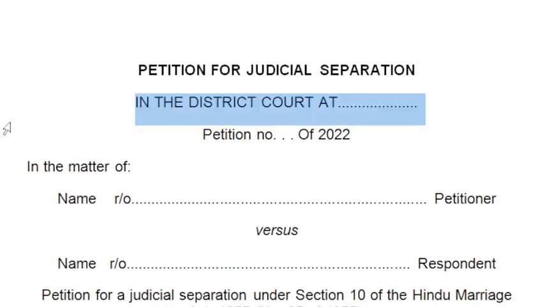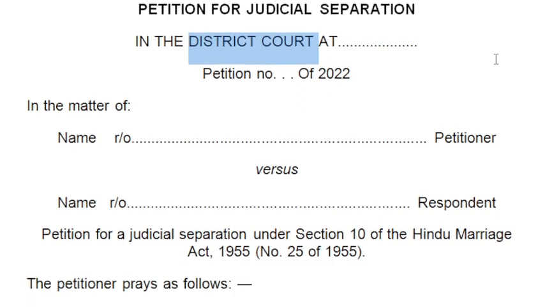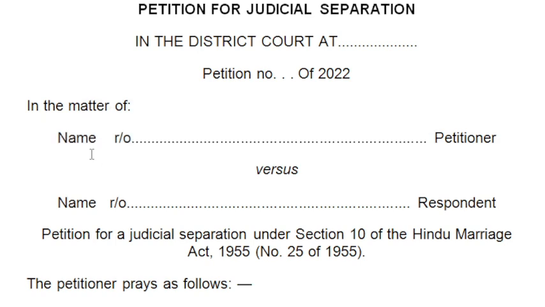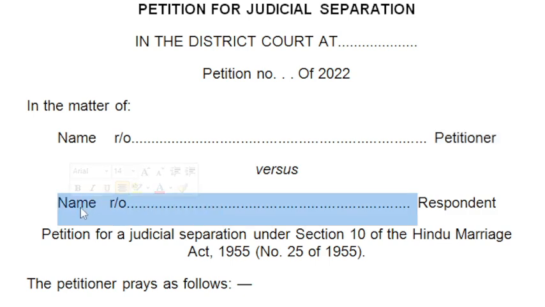First of all, you have to mention the district court at. So jurisdiction belongs to district court. Whenever there is a case related to divorce or judicial separation, the jurisdiction belongs to the district court of that area where the party resides. Then petition number and the year. In the matter of, you have to mention the name, residence, son or daughter of. Whoever is filing this petition, you have to mention at the right hand side, represented as petitioner. Same in the case of respondent.